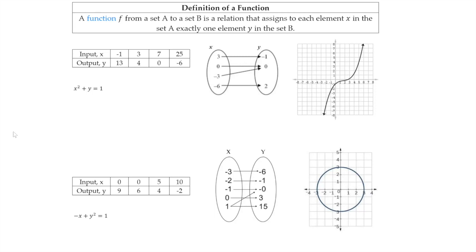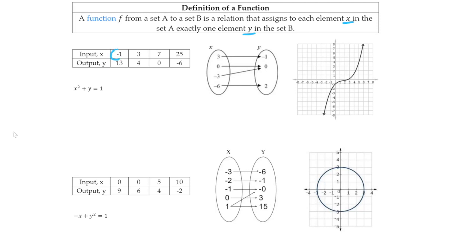Functions today. The definition of a function says that a function f from a set A to a set B is a relation that assigns to each element x in the set A exactly one element y in the set B. I do think we're pretty familiar with the x's and y's. We write x, y points. So it says that each x gets exactly one y. I'm going to look and see whether this is a function or not.